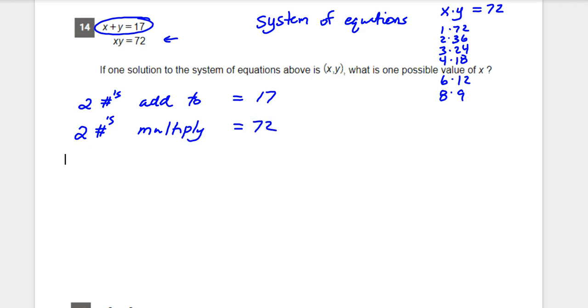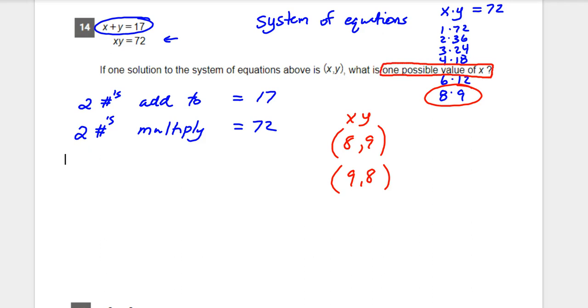Well, I think most of you could probably come up with this in your head. The two numbers that do that are right here, 8 and 9. So there's a combination of x and y that would satisfy that equation. And then also you could flip them. You could go 9 and 8, and that would still work. So it says, what is one possible value? So that kind of lets you know that there's more than one right answer. So it looks like either one of these could work. So an answer of 8 or 9 would work here.